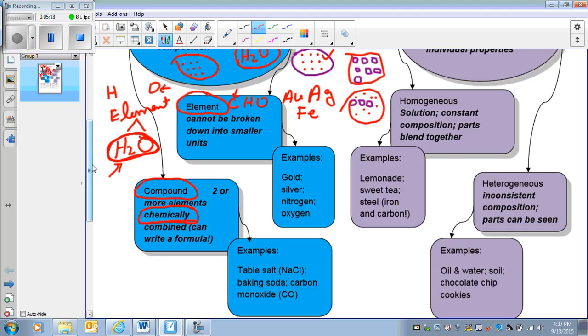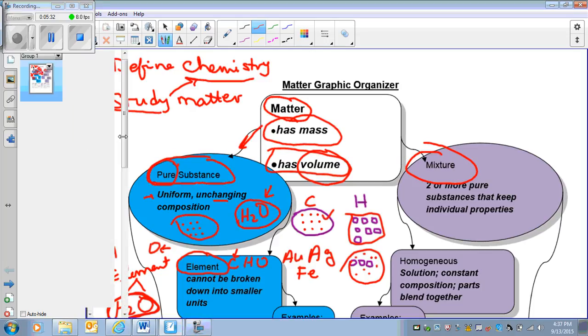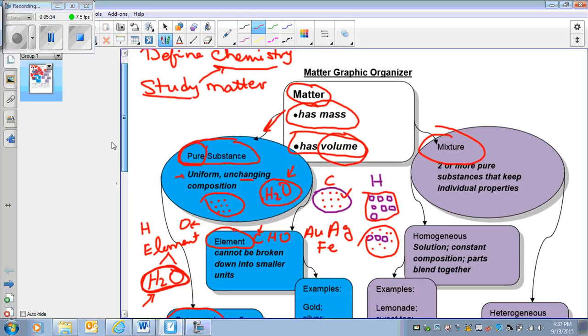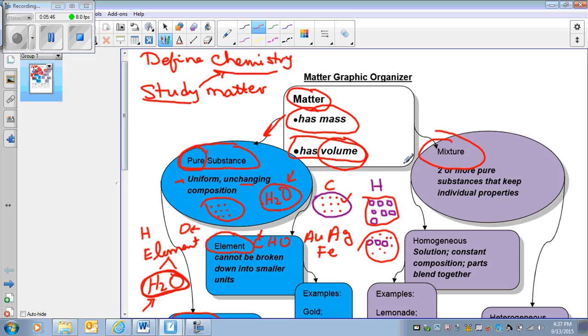All right, so let's go back and see what we learned so far. We started with matter. Anything that takes space and has a volume comes under the definition of matter. Now, matter could be pure substance or mixture. What we learned about pure substance is that there are two kinds of pure substances: one is element and one is compound. So this is what the pure substance is. Let's talk about the other side of the matter, which is mixture.